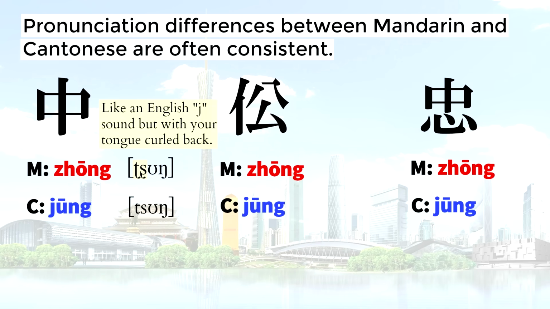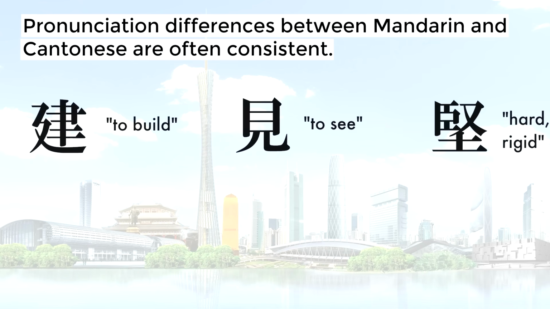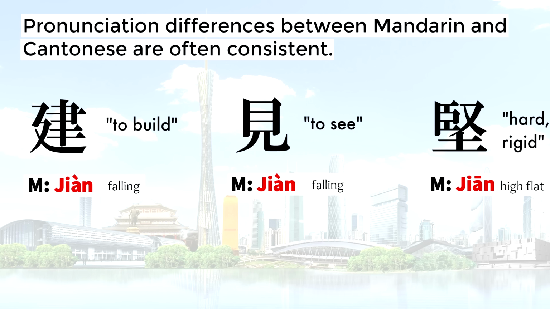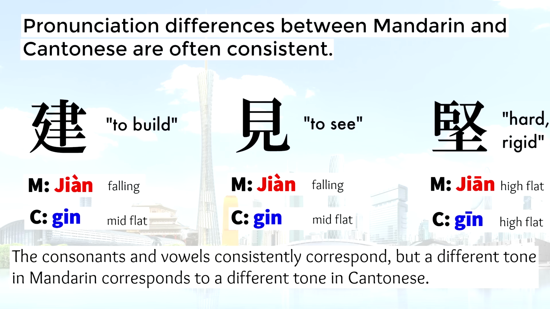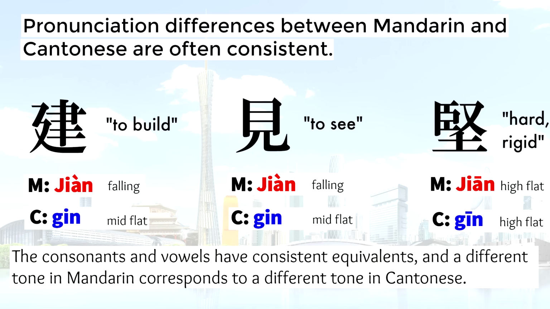But the initial consonant in Mandarin is something like the English J sound, but with your tongue curled back. The initial consonant in Cantonese is ts, like ts in English. Think of the end of the word cats. Let's look at 3 more characters, first in Mandarin. 见见间 And in Cantonese. 見見見 In this case, we can see that the consonants and vowels consistently correspond, but that a different tone in Mandarin corresponds to a different tone in Cantonese.